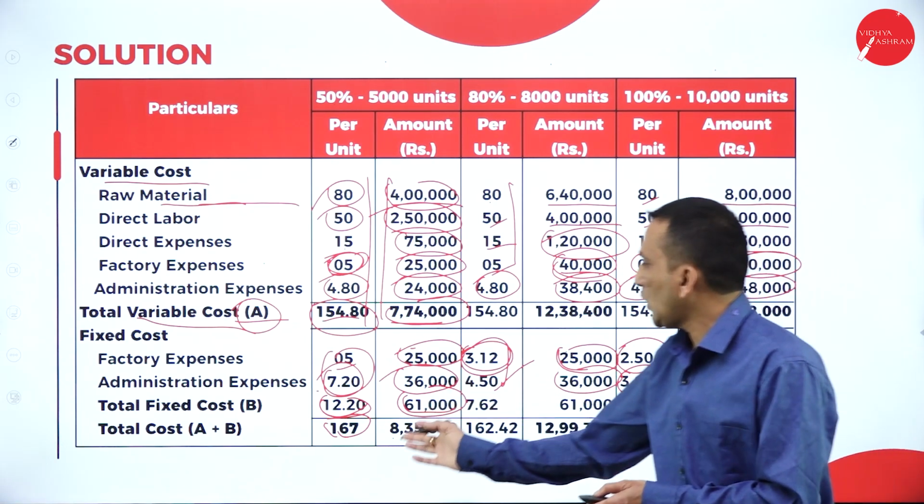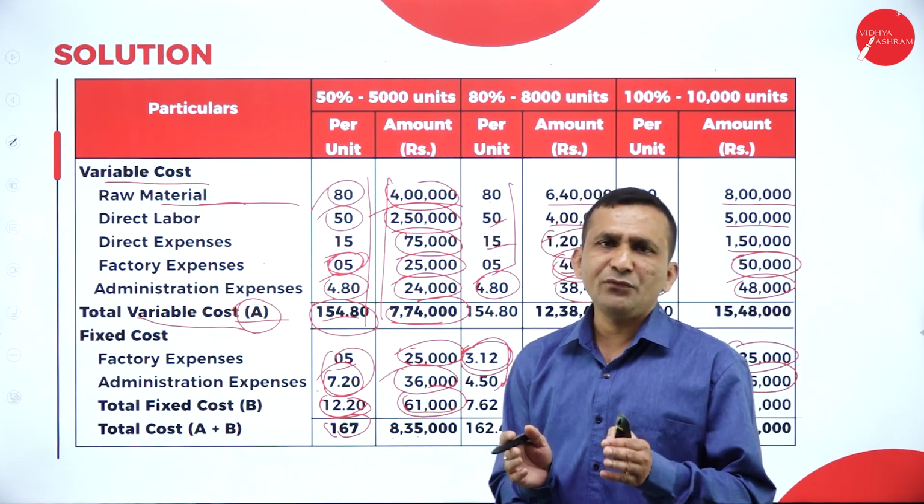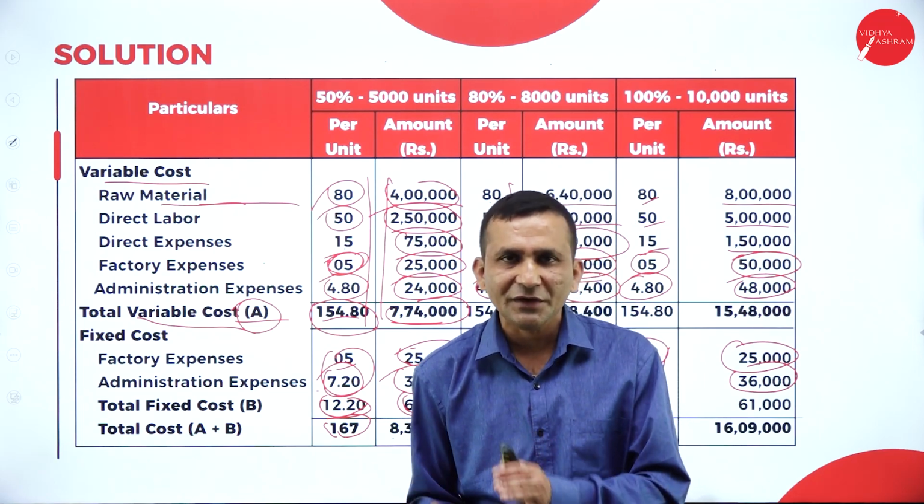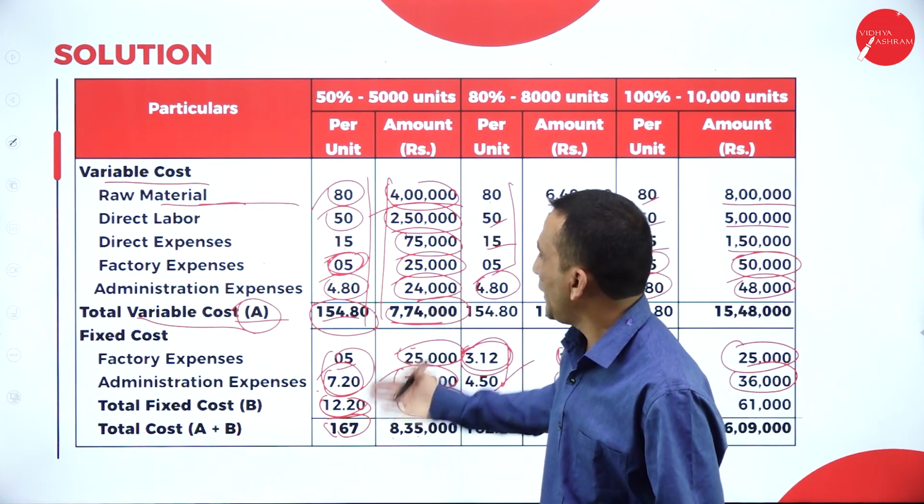Now once we get the total cost, the profit we are not able to find out because the sales information is not given in the question. So only to find out the total cost.